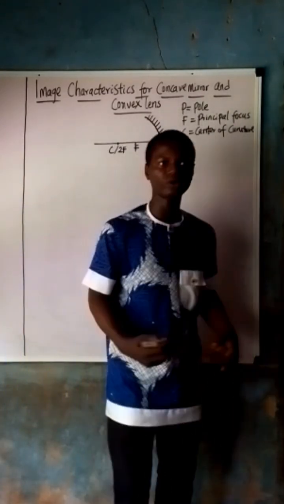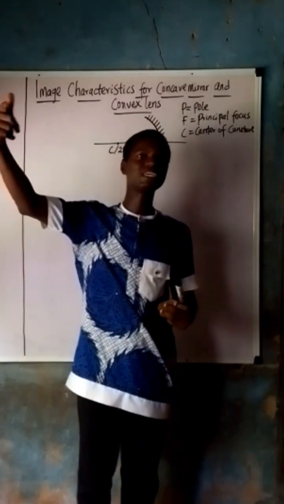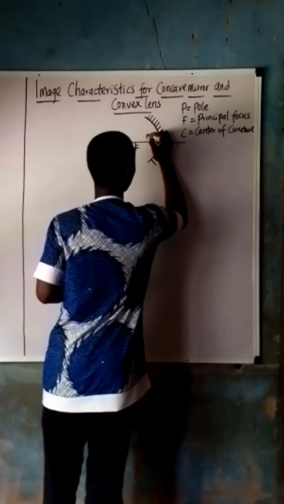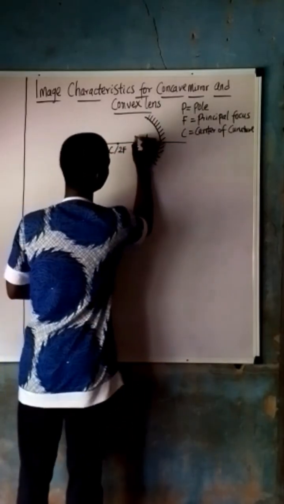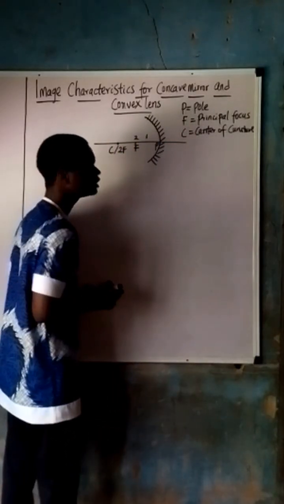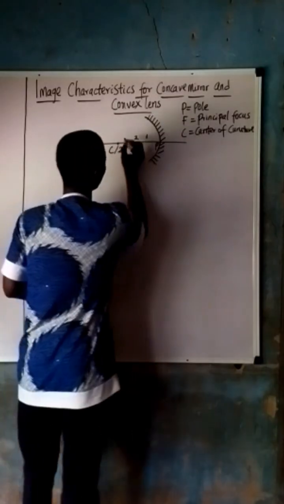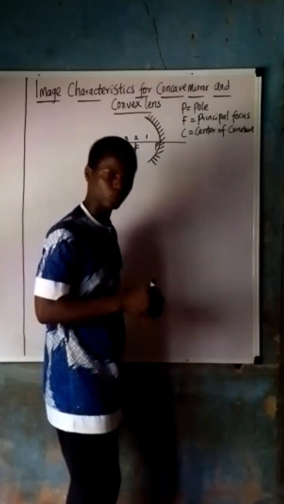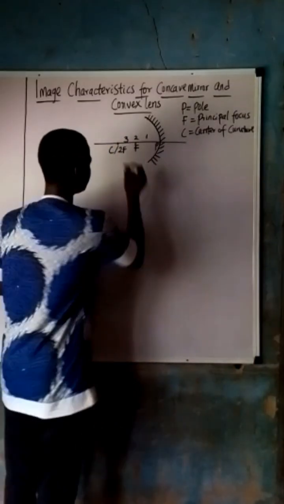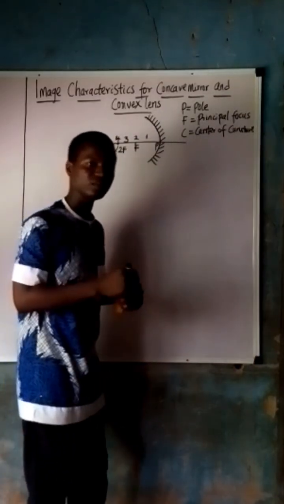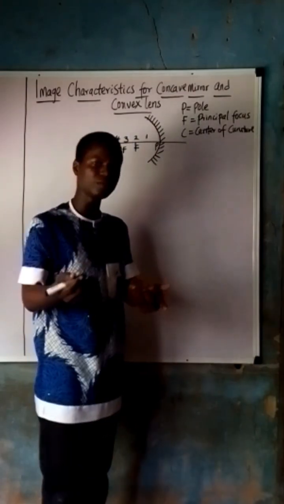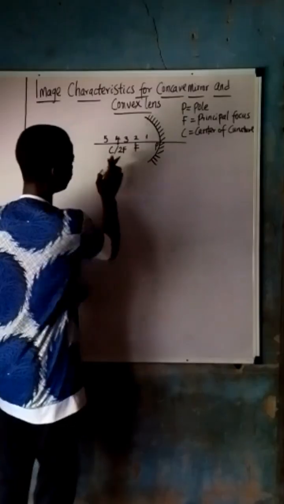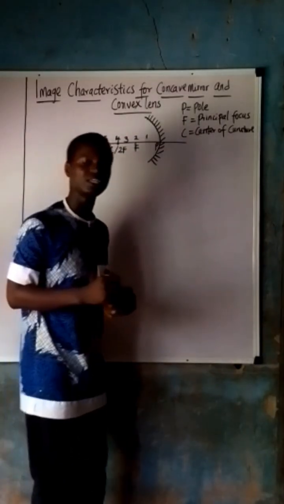Now the question before us here is, how will the image look if an object is placed here? Call it position 1. What if the object is placed at the principal focus? How will the image look? What if the object is placed between C and F? How will the image look? What if the object is placed at position 4, at the center of curvature? Or what if the object was placed beyond C? This is C. How will the image look?